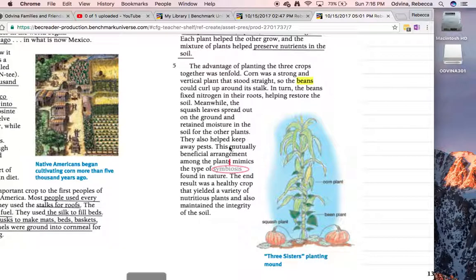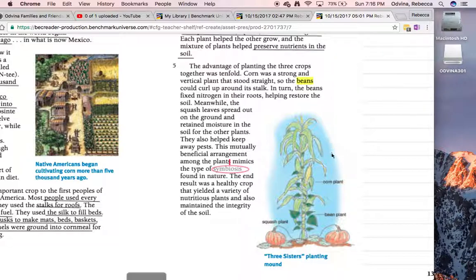So they're saying that mutually beneficial arrangement is the same as symbiosis. So I know beneficial again means helpful, and I also notice the phrase mimics this type of symbiosis. That means the arrangement is just like that. This helps me understand that symbiosis is a relationship between 2 things that is helpful to both of them.